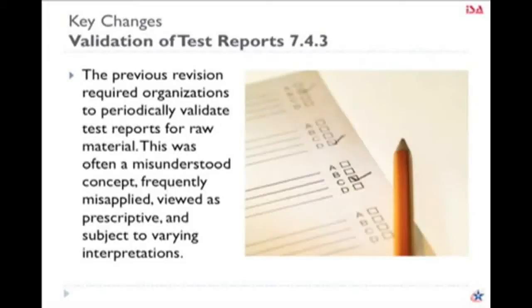The previous revision requires organizations to periodically validate test reports for raw material. This was often a misunderstood concept, frequently misapplied, viewed as prescriptive, and subject to varying interpretations. The rationale going forward will be that if an organization is making critical items in which the material, chemical, and physical requirements are important, it should be verifying test reports as part of its risk management process.